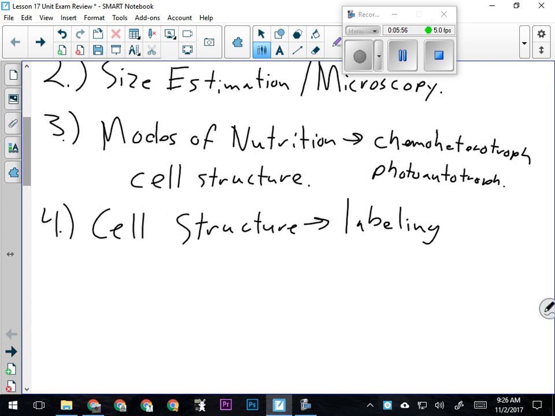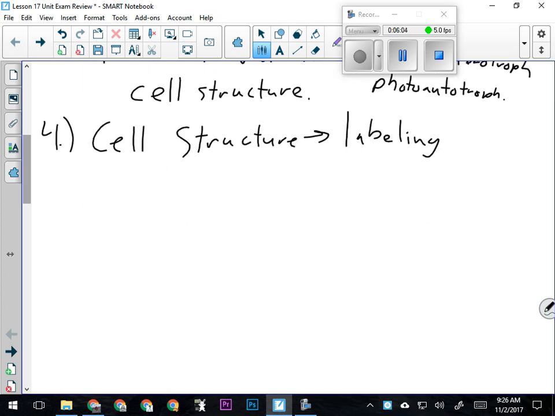I can't promise that, but there's generally a color scheme to it that most people follow. Okay, then we started talking more about how the cell functions, how the cell transports.